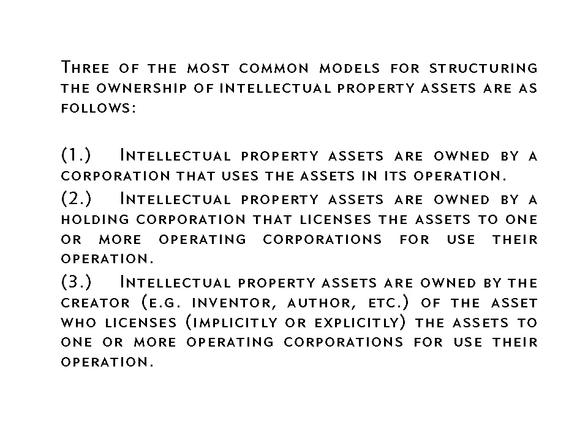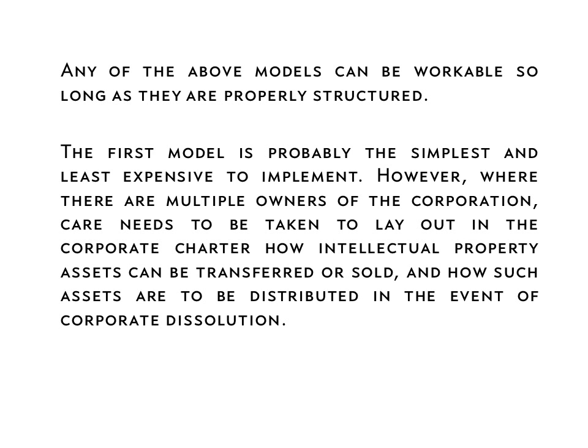Three of the most common models for structuring the ownership of intellectual property assets are as follows. Number 1, intellectual property assets are owned by a corporation that uses the assets in operation. Or, number 2, intellectual property assets are owned by a holding corporation that licenses the assets to one or more operating corporations for use in their operation. Number 3, intellectual property assets are owned by the creator, like the inventor or the author of the asset, who licenses implicitly or explicitly the assets to one or more operating corporations for use in their operation.